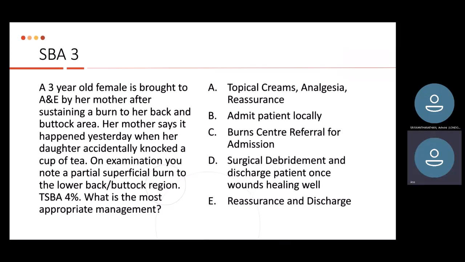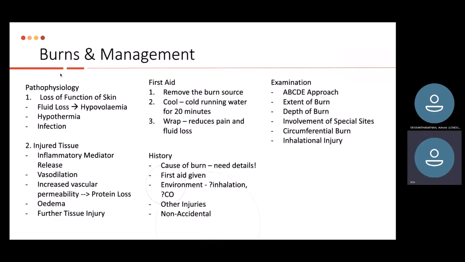So burn centre referral for admission, and we'll go over the criteria shortly. So burns management. So basically what happens is, firstly, you lose the function of the skin. So the skin is an important barrier to infection. It is an important way that we control fluid loss, and it also controls our temperature. So if you lose the function of these things, you get hypovolemia, so loss of fluids, hypothermia, you can't keep warm, and infection because you lose a really important barrier.